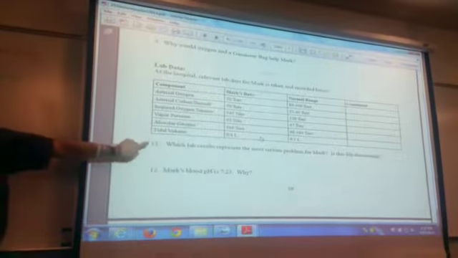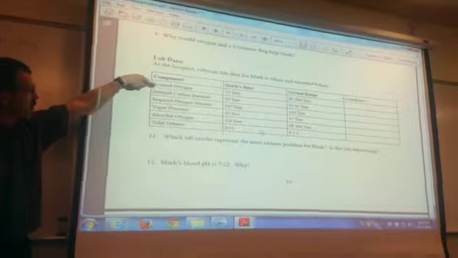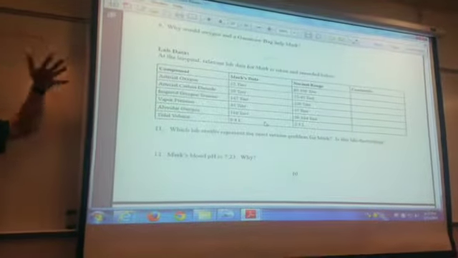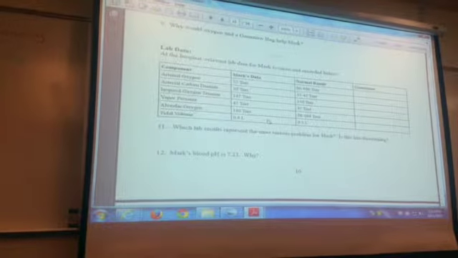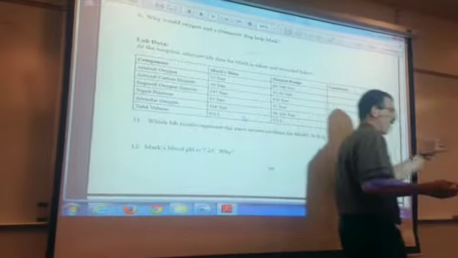So now we're going to go down here, which lab result is the big problem? So of the three things that are odd, the first one, the second one, and this one, which one's the most critical to Mark's well-being? Arterial oxygen. And why is that life-threatening?